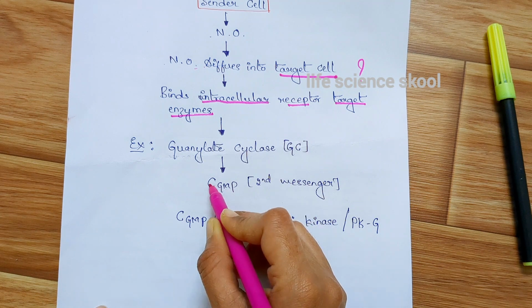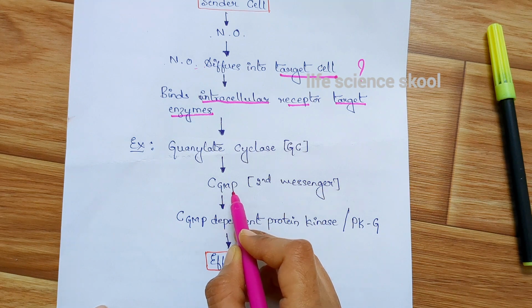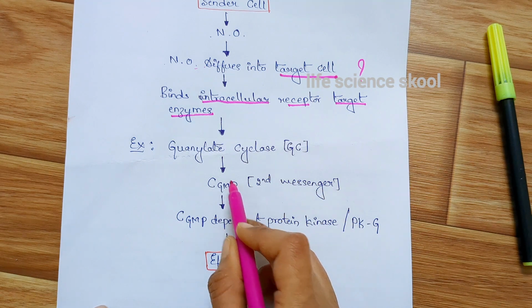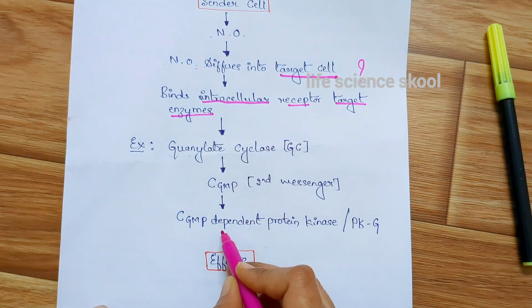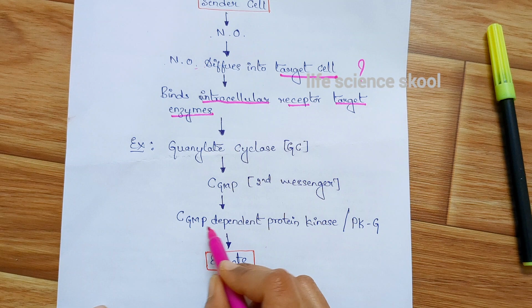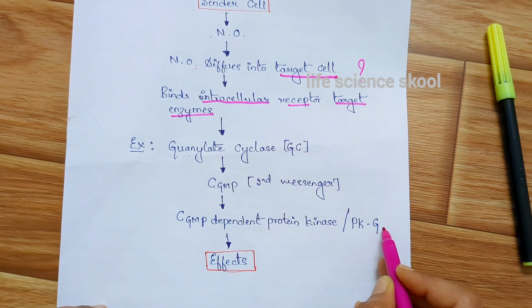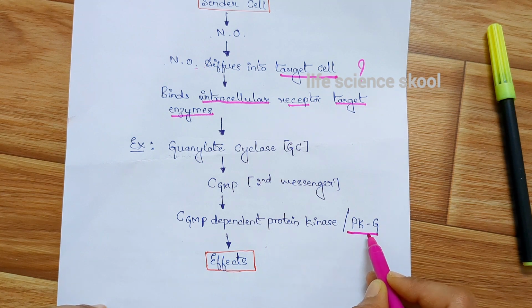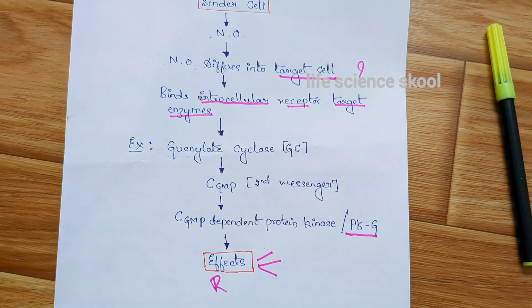Cyclic GMP, in long form cyclic guanosine monophosphate, is the one which actually mediates and regulates the effects of nitric oxide, and it activates a protein kinase. That protein kinase is called cyclic GMP dependent protein kinase, or PKG in short form. After the activation of this protein kinase, different kinds of effects occur, and effect means nothing but the response the organ is going to get. This is the major pathway.